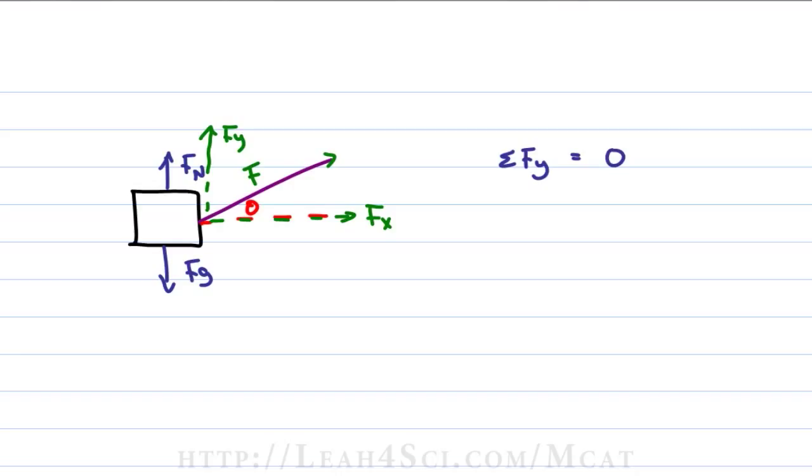But now when you set up the x direction, you can say the sum of the forces in the x direction, let's call this F applied x, so FAX, is going to be positive FAX, which you would set up as F applied cosine of theta. And then if you have friction, you'd set that up in the opposite direction. If you don't have friction, then you have F of x equals mass times acceleration.